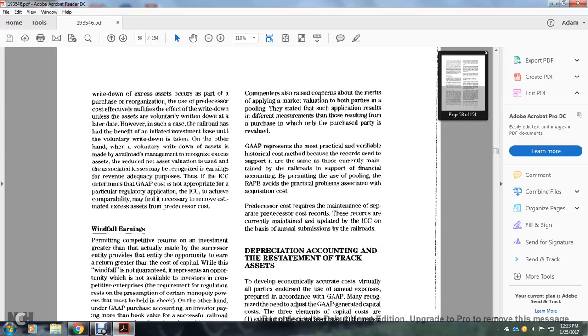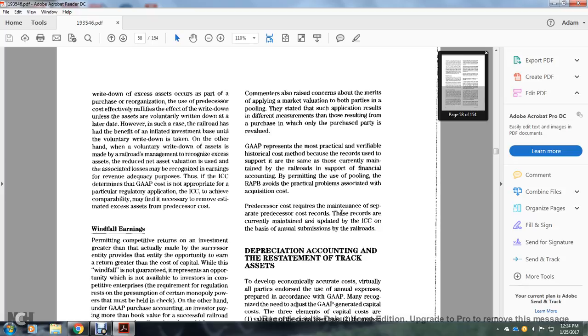Commenters also raised concerns about the merits of applying market value to the valuation of both parties, and pooling stated that such applications result in different measures from the purchase, in which only the purchase parties revalue. The government accounting principle represents the most practical, verifiable historical method because of the records used to support it. The use of the current method maintains the records and the support of the financial accounts, with the pooling and the railroad accounting principle addressing the practical problems associated with accounting costs.